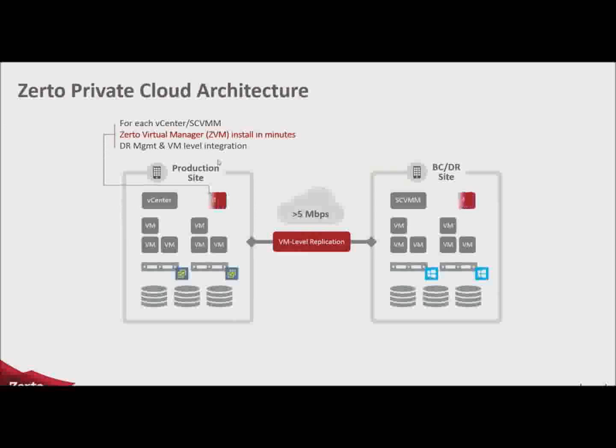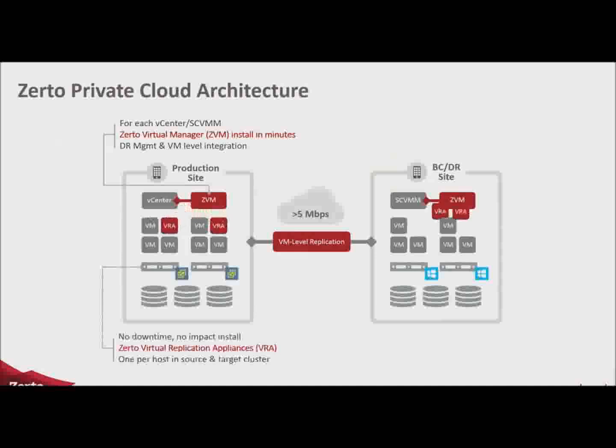The first component that we install is our Zerto Virtual Manager, and this is our management interface for managing the orchestration, the automation, and the VM level integration. You install one of these per vCenter or System Center, so you typically have one per data center. From the Zerto Virtual Manager, we then deploy our virtual replication appliances to each hypervisor host in a cluster that you're replicating from and to. There's absolutely no downtime and no impact to any existing virtual machines that are running on the hypervisor hosts as part of this VRA deployment.